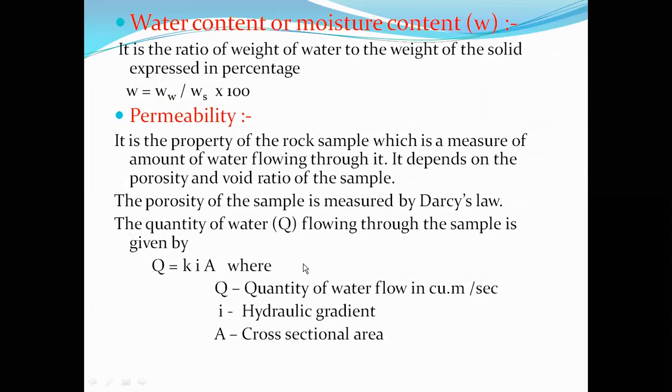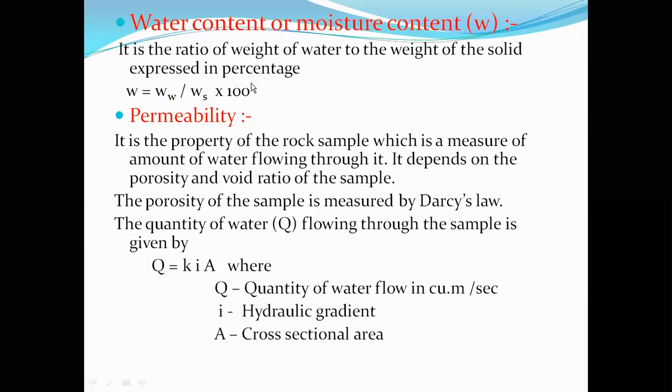The permeability of the sample is measured by Darcy's law. So what exactly is it? The quantity of water, this is a very, very important formula. The quantity of water Q flowing through the sample is given by Q is equal to KiA. Here Q is the quantity of water flowing through the sample rock mass in cubic meter per second. i is the hydraulic gradient.